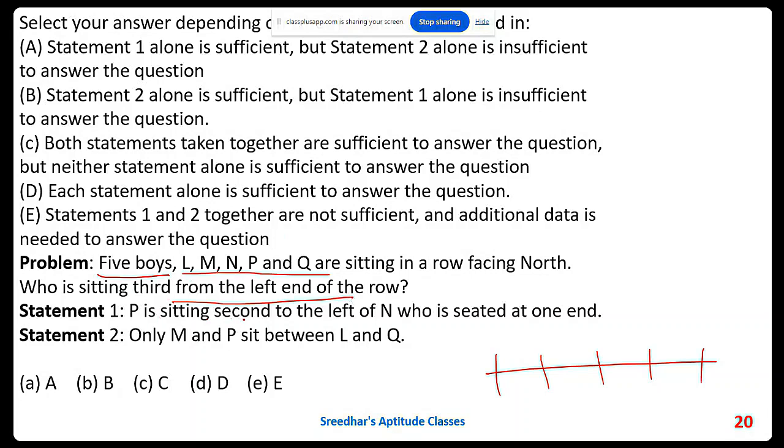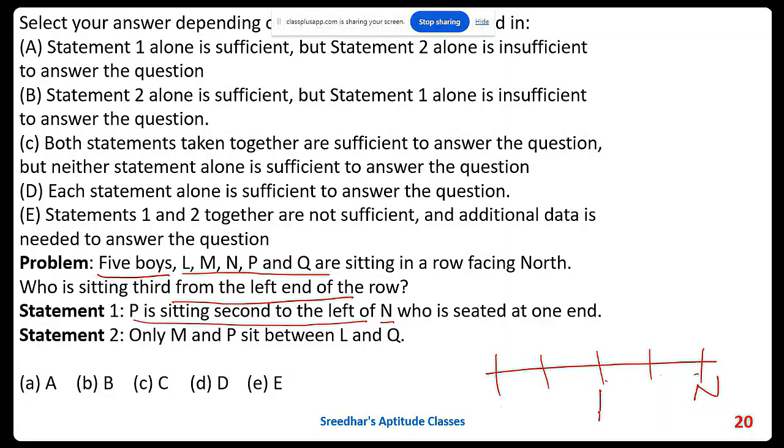First, P is sitting second to the left of N, who is seated at one end. If P has to be to the left of N and N has to be at one end, definitely not at the left. Definitely N must be here, because if N is sitting here, then P cannot be to the left. He himself is the extreme left, right? So N is there, and P is sitting second to the left of N.